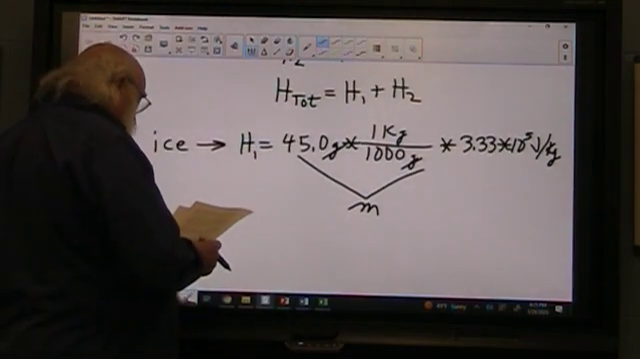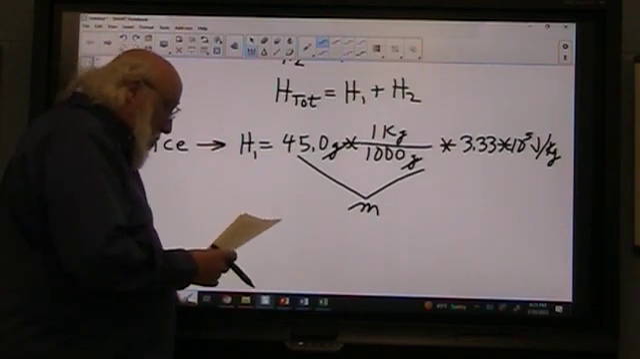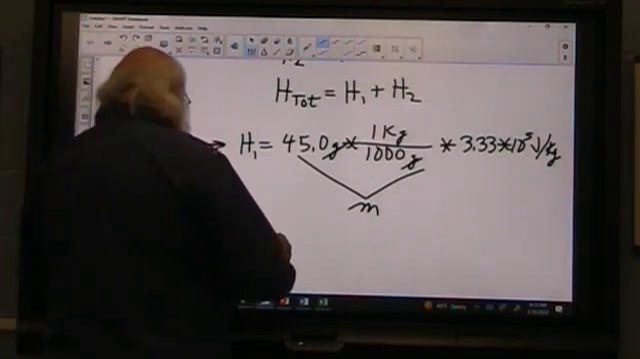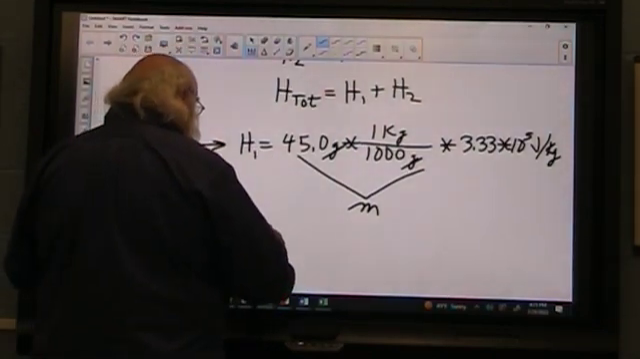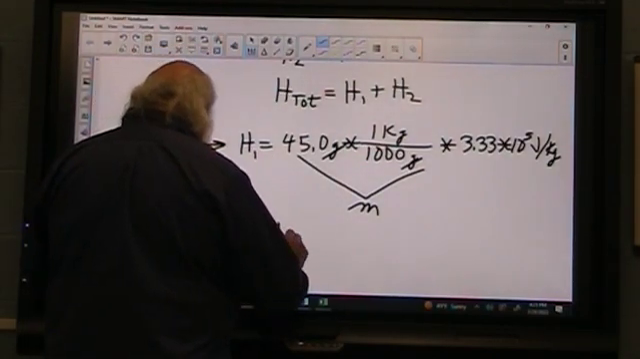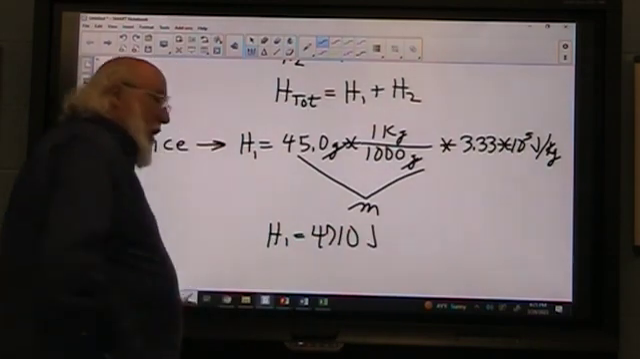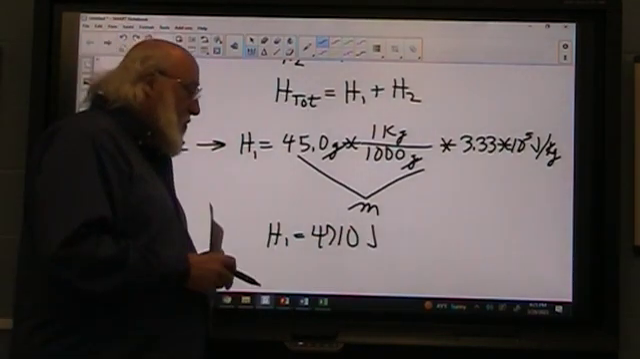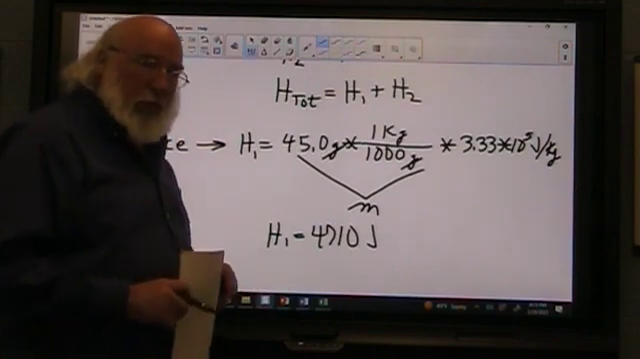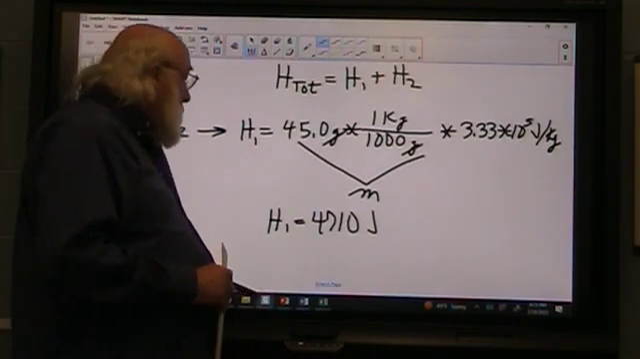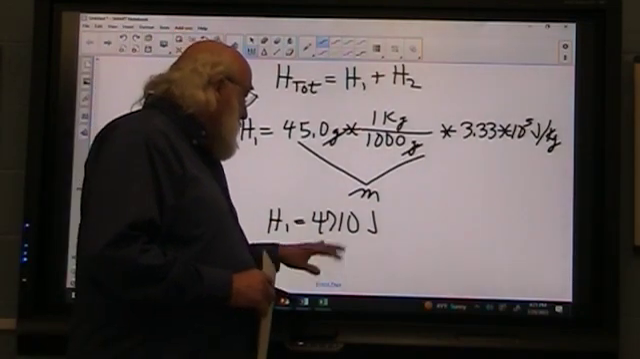So if we go ahead and work this out according to my calculator for that, H1 is going to be equal to 4710 joules. Now I've been known to make mistakes. If you don't feel this is correct, let me know, and then I can make the appropriate changes on the Google Classroom site. But this is what I got for that. So that's H1.